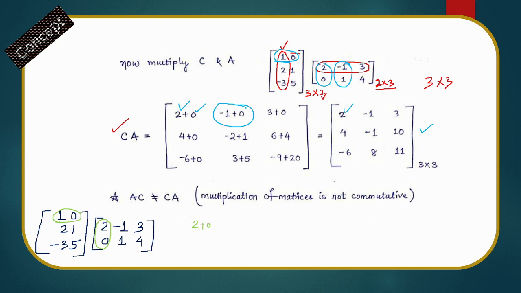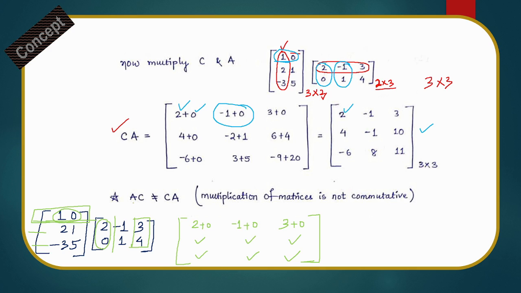Then I will consider the first row and second column. So 1 into -1, -1 plus 0 into 1, 0. Then I will consider the first row and the third column. So 1 into 3, 3, and 0 into 4, 0. Similarly, you can do for this row and this row. So you can find out the rest of the elements. Alright.